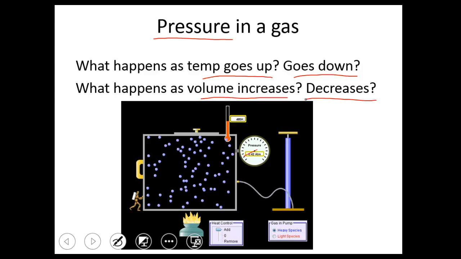And so we'll answer these in this order. We'll play with the temperature and see what happens. And we will play with the volume and see what happens. And so this is how thermal energy is related to pressure and gases.